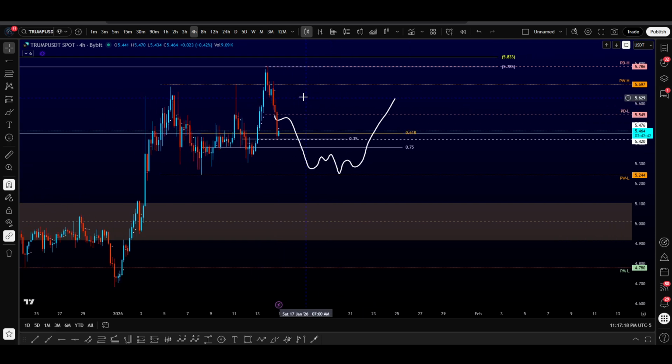Right, so we just got to take things day by day. Very interesting project here. I think it will move pretty crazy at some point. Not sure when that is, but until then, manage your risk.